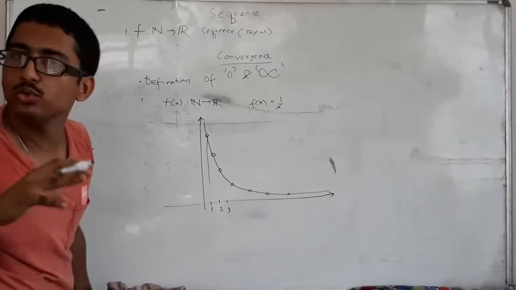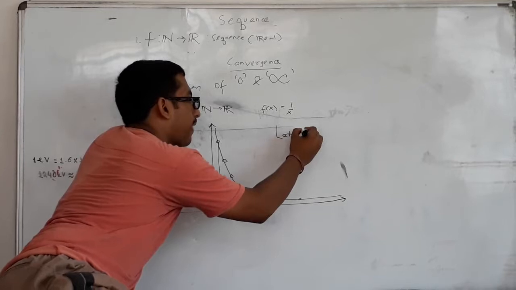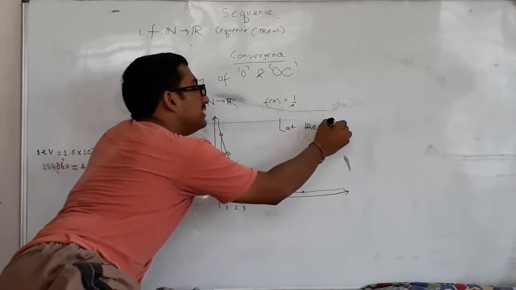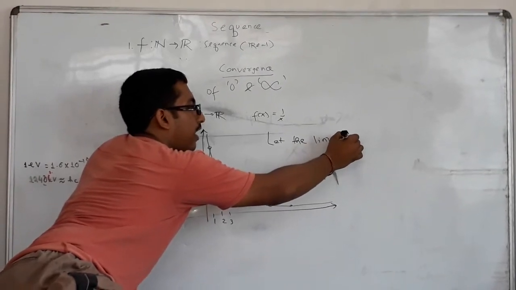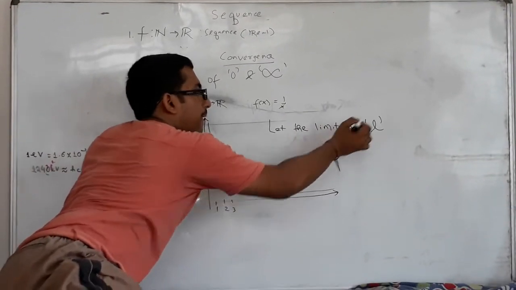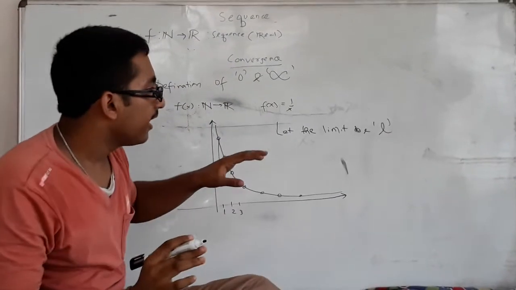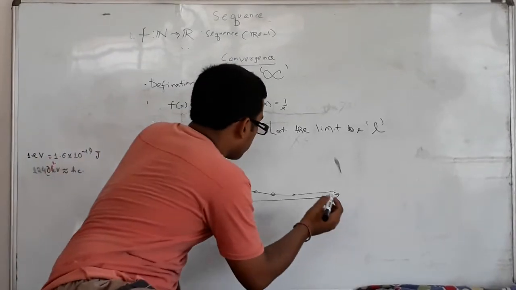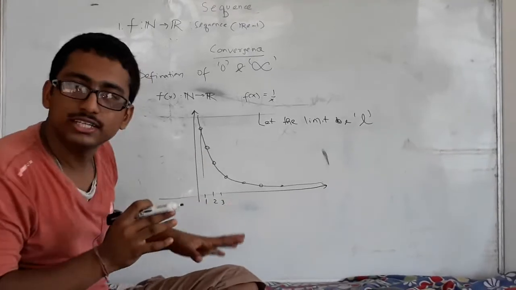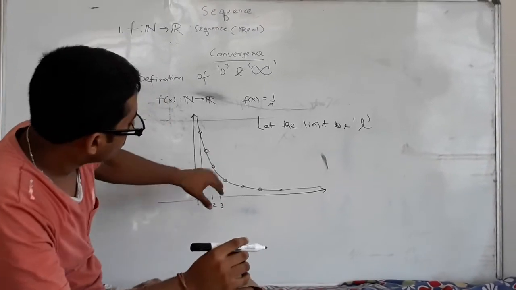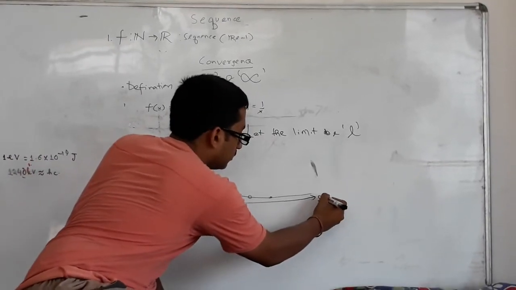So we don't know the limit. Let the limit be L. That is the behavior of the function at infinity. Now, I want you to concentrate on this thing. Let's assume that here the limit is 0. So here L is 0.